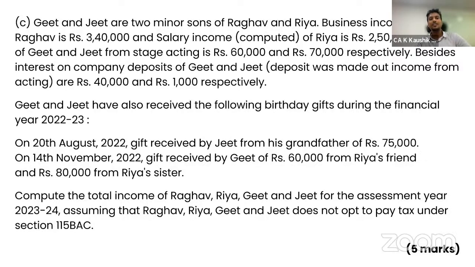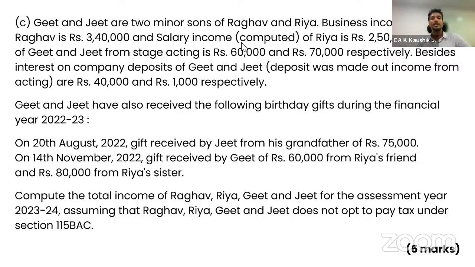Income of Geet and Jeet from stage acting is rupees 60,000 and 70,000 respectively. Besides, interest on company deposits of Geet and Jeet, deposits made out of income from acting, are rupees 40,000 and 1,000 respectively. Geet and Jeet have also received the following birthday gifts during the financial year 22-23. On 20th August 2022, a gift was received by Jeet from his grandfather, 75,000. So this is a gift from a relative, not taxable. So the income from other sources provision is also relevant here.